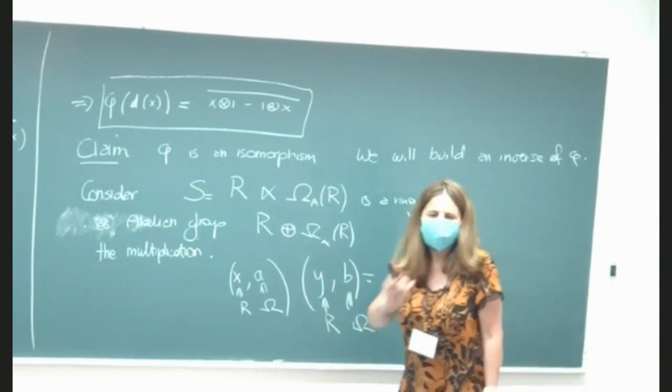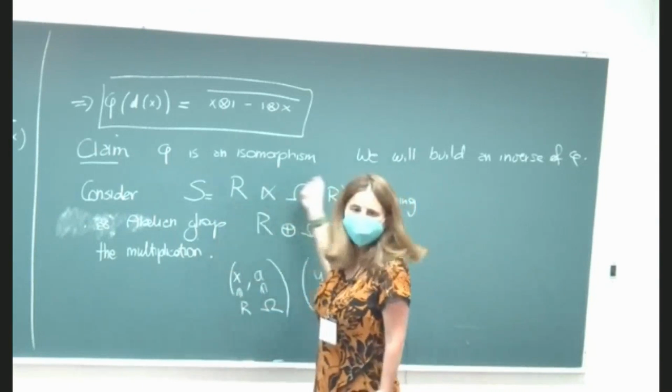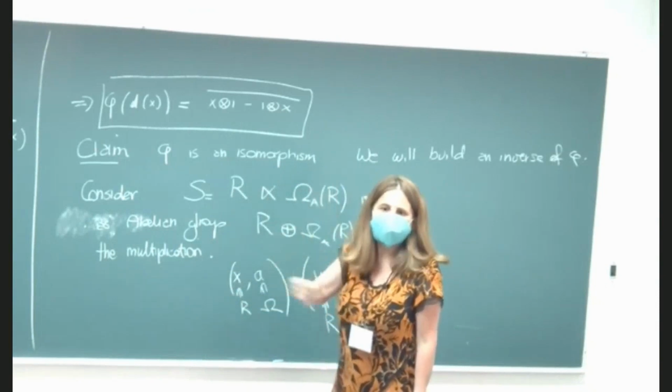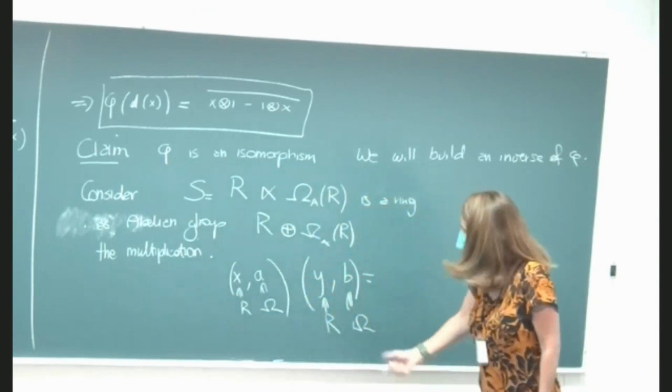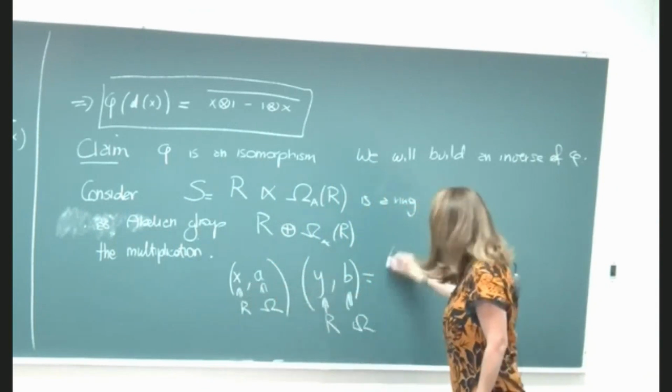You do the same when you want to build a Gorenstein ring and you don't have a Gorenstein ring. You do the trivial extension of R and the canonical module. I'm sure you have seen this construction before. So how do we do it? We just multiply the element in R because we can.